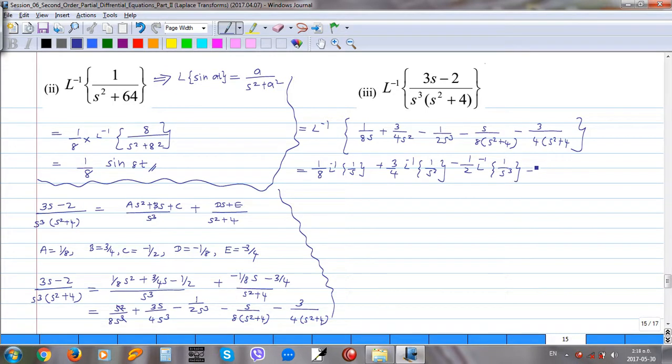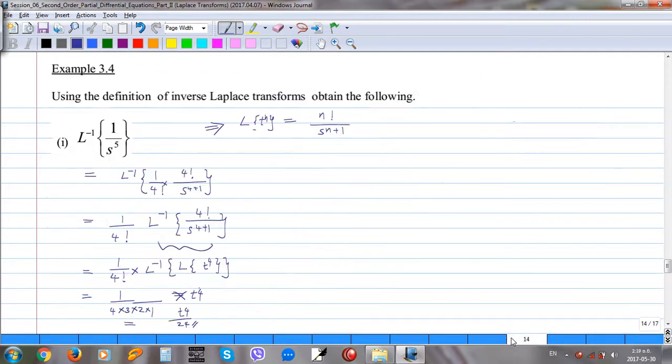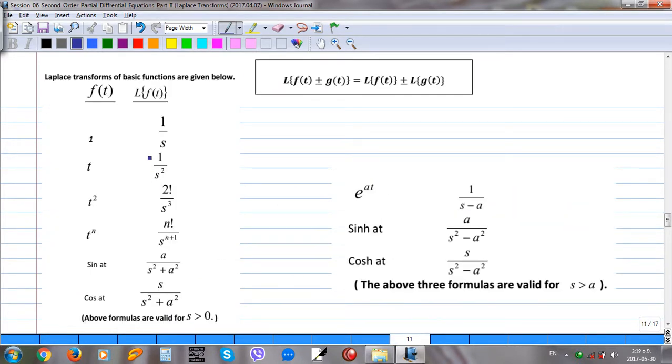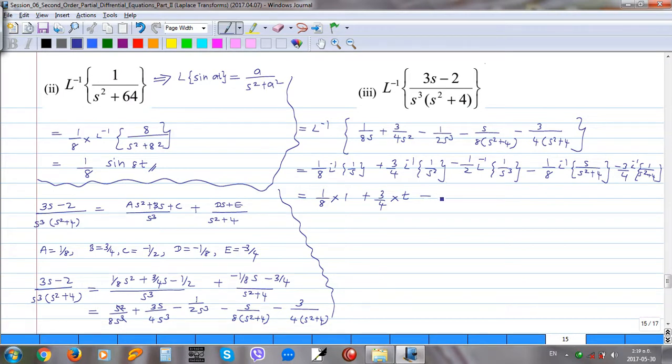minus 1 over 8 times L inverse of s over s square plus 4, minus 3 over 4 times L inverse of 1 over s square plus 4, we can apply separately. 1 over 8, 1 over s means, you know that L inverse of 1 over s is 1, plus 3 over 4, 1 over s square means t, minus half times 1 over s cube, we can write t square over 2.